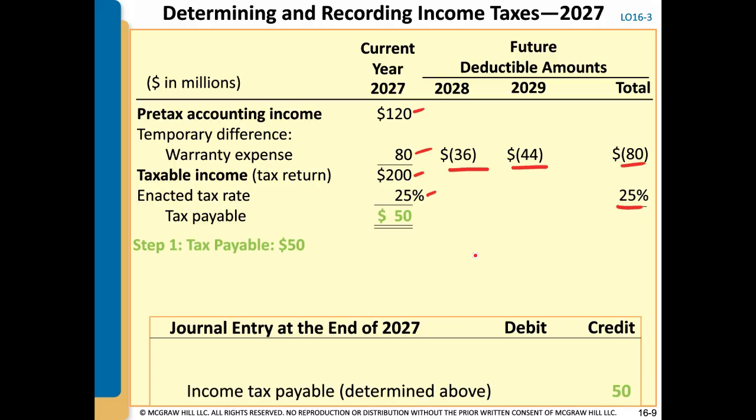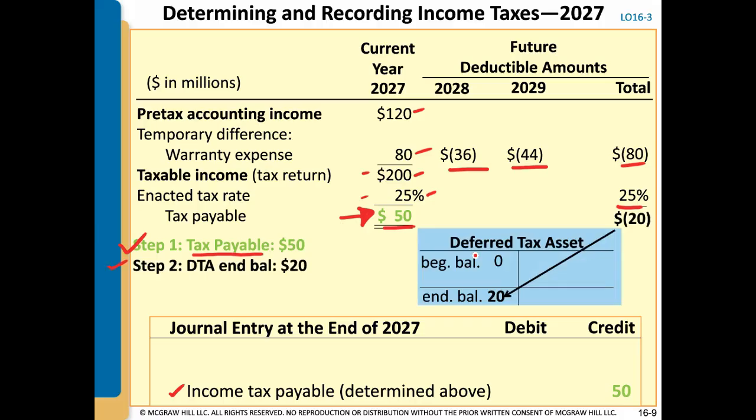When we go back to our 4-step process, step 1 is to calculate the current income tax payable, which is what is due on your current year tax return. So we're going to take our taxable income times 25%, and that gives us $50 million. So we're going to credit income tax payable for $50 million. Step 2 is to calculate your ending deferred tax asset balance, which for us is our $80 million at 25%, which gives us a deferred tax asset balance of $20 million.